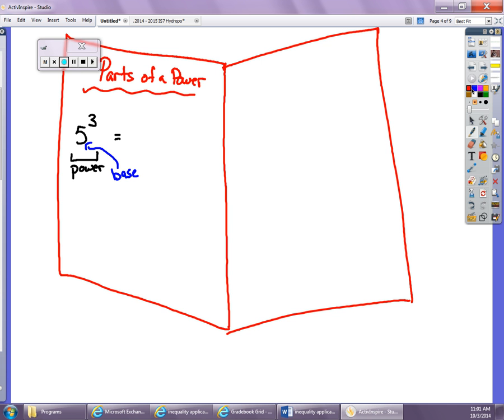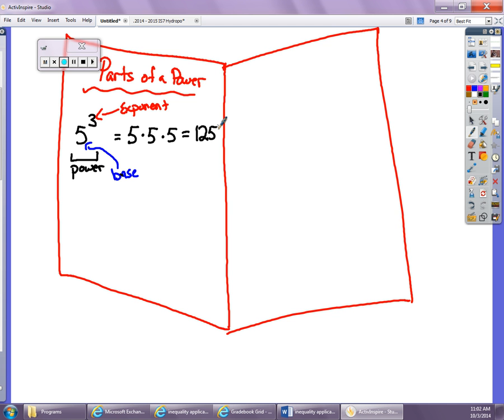We take that base and the exponent, which is the 3. It tells us how many times we take that base. So we take the base, which is 5, and we do it 3 times. It's 5 times 5 times 5, so it's 5 to the 3rd power, which is why we get a power. Our base is 5, the exponent is 3, so it's 5 times 5 times 5, which equals 125. So that's our parts of a power: the power, the base, the exponent.